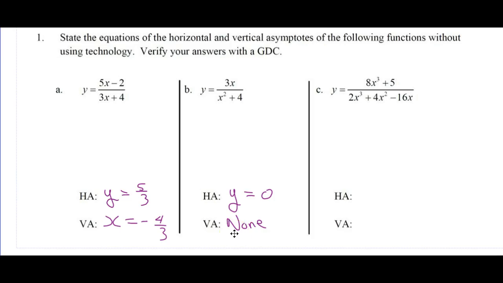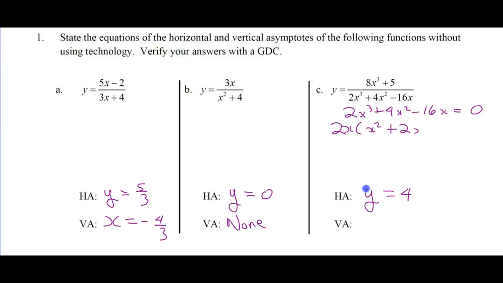8x cubed plus 5 over 2x cubed plus etc. So what's the horizontal asymptote? 8/2. We can rename that 4. So y equals 4. And what's the vertical asymptote? Okay, so this might take a little bit of work. We've got to set 2x cubed plus 4x squared minus 16x equal to 0. So we could factor out a 2x, x squared plus 2x minus 8. So we got 2x, and then x plus 4 and x minus 2.